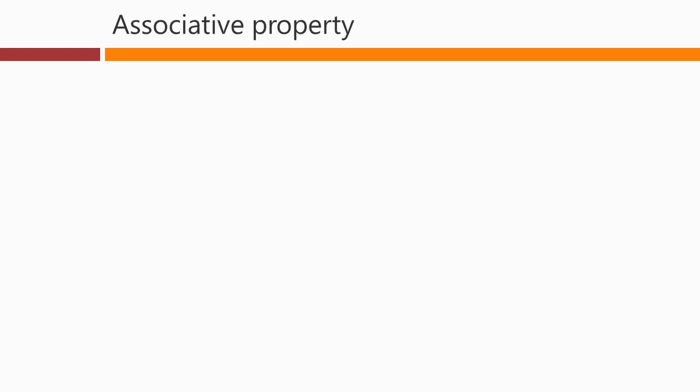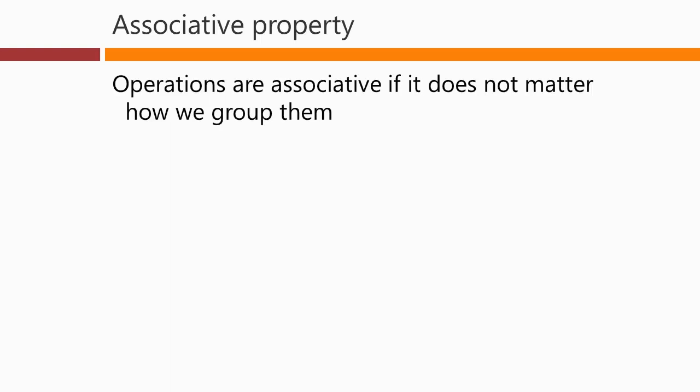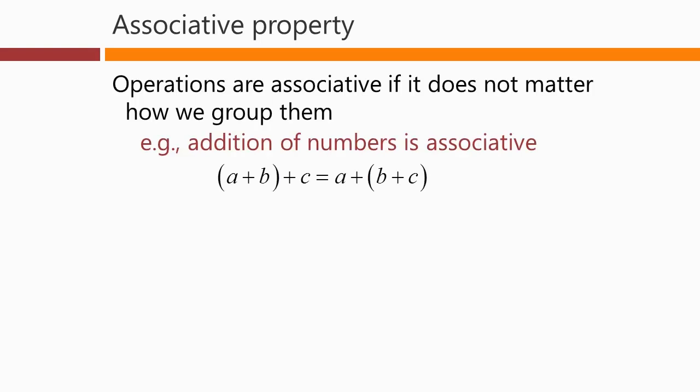Now, we routinely use several properties when we're doing algebra. One of the properties is the associative property. Operations are associative if it does not matter how we group them. The word to associate means to group. So addition of numbers is associative. We can start out by associating the a plus b over here, doing that operation first, then adding the c. Or we can do the b plus c operation first and then add that to the a. That would be the associative property here.